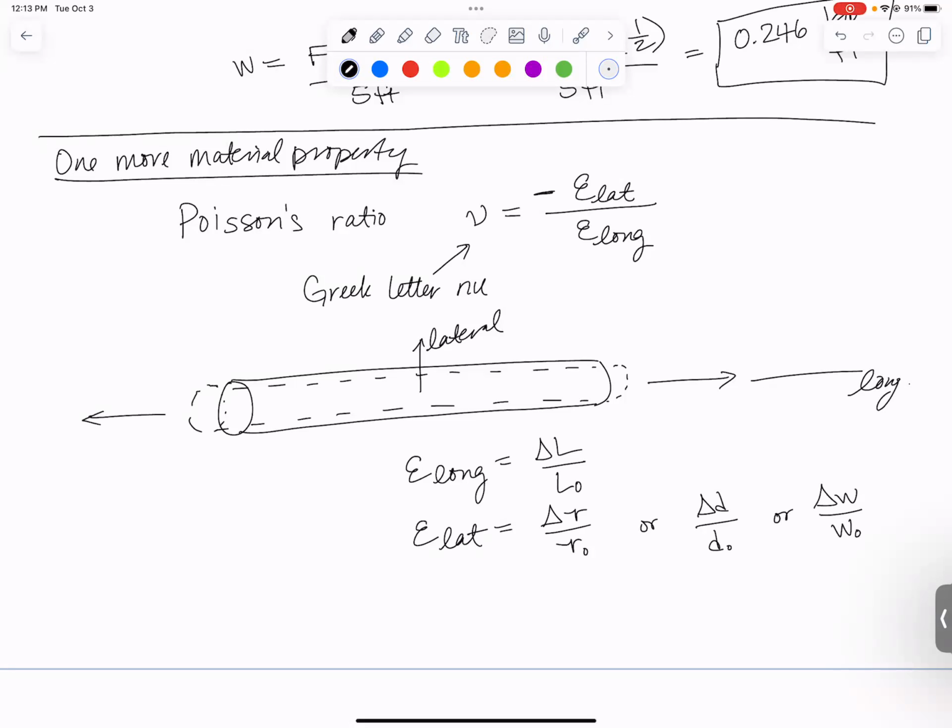And why do we have a negative sign there? Well, if we get longer when we pull on it, then epsilon longitudinal will be positive. But that contraction, that would mean the radius, or diameter or width, are getting smaller. So epsilon longitudinal is going to be usually positive. And epsilon lateral is usually going to be negative. So negative divided by a positive would be negative. So we add this extra negative sign in the definition so that the actual ratio, which is a material property, is a positive number. Okay.